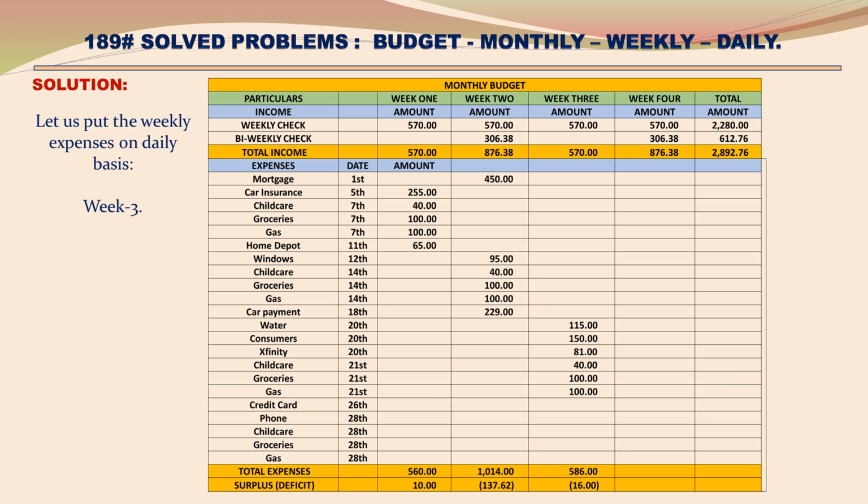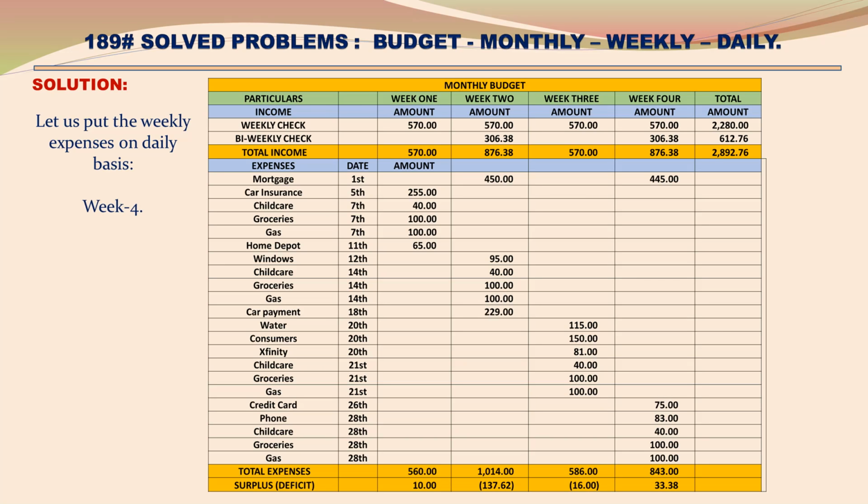Let us put the weekly expenses on a daily basis for week 3. Water on 20th 115, consumers on 20th 150, Xfinity on 20th 81, child care on 21st 40, groceries on 21st 100, gas on 21st 100. Total expenses 586. Total revenue 570, total expenses 586. So there is a deficit of 16 during week 3.